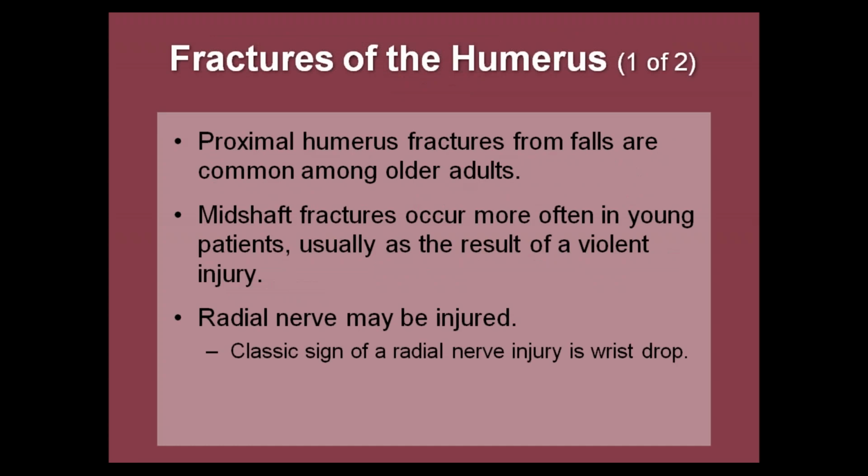All right, fractures of the humerus. Proximal humerus fractures are typically from falls and are most common among older patients. Why? Because of decreased bone density, that osteoporosis setting in, right? Midshaft fractures occur more often in younger patients, usually as a result of violent injury. So, those awesome BMX jumps, or hockey getting slammed up against the wall, or football.